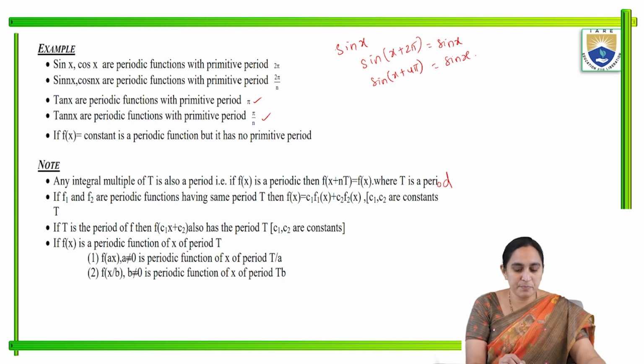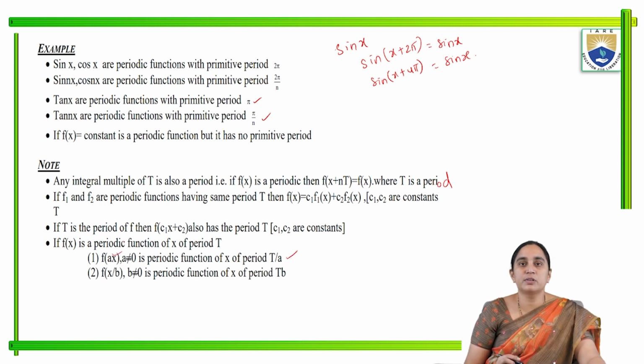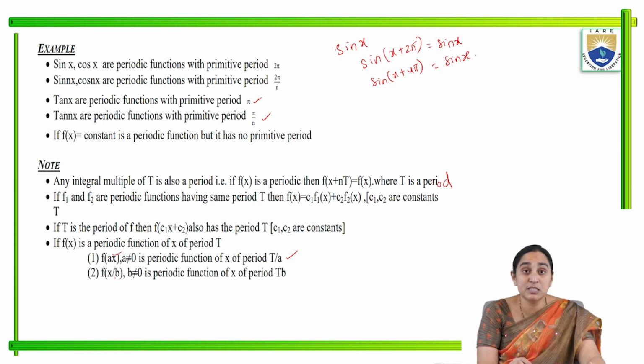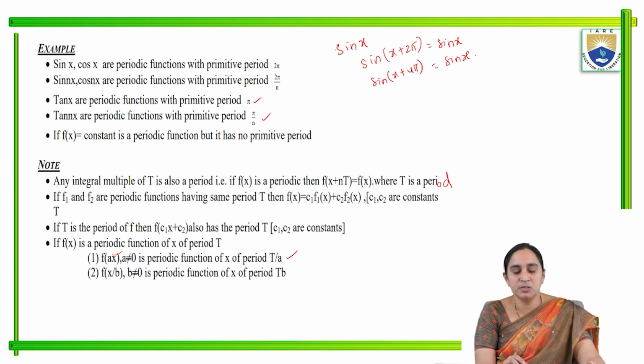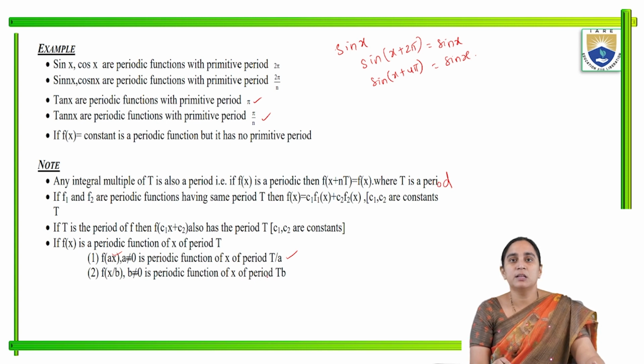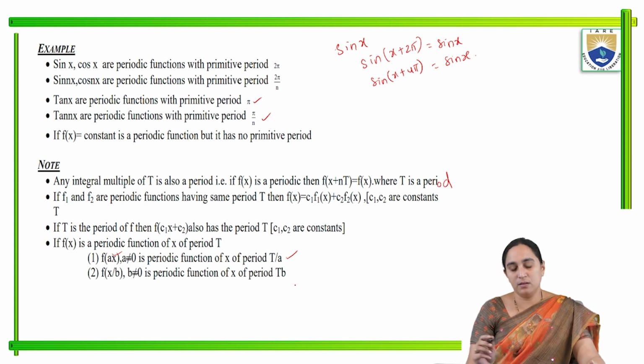If f of x is a periodic function of period t, then f of ax, a not equal to 0, is a periodic function of x of period t by a. For the function f of ax, what is the period? t by a. If f of x by b, b not equal to 0, is a periodic function of x, then the period is equal to tb.